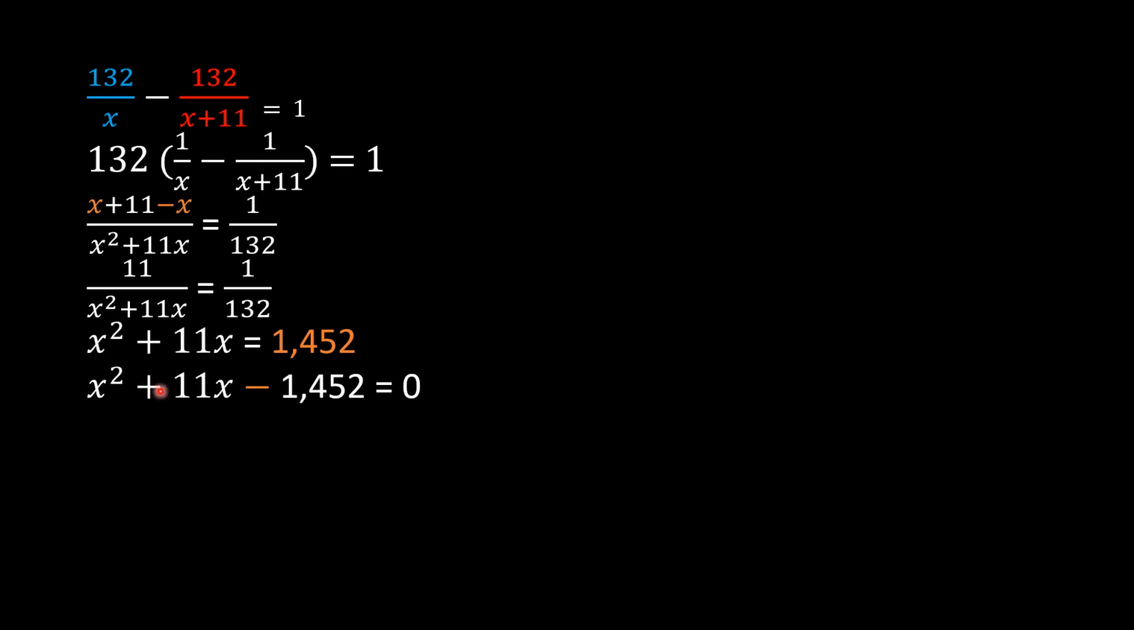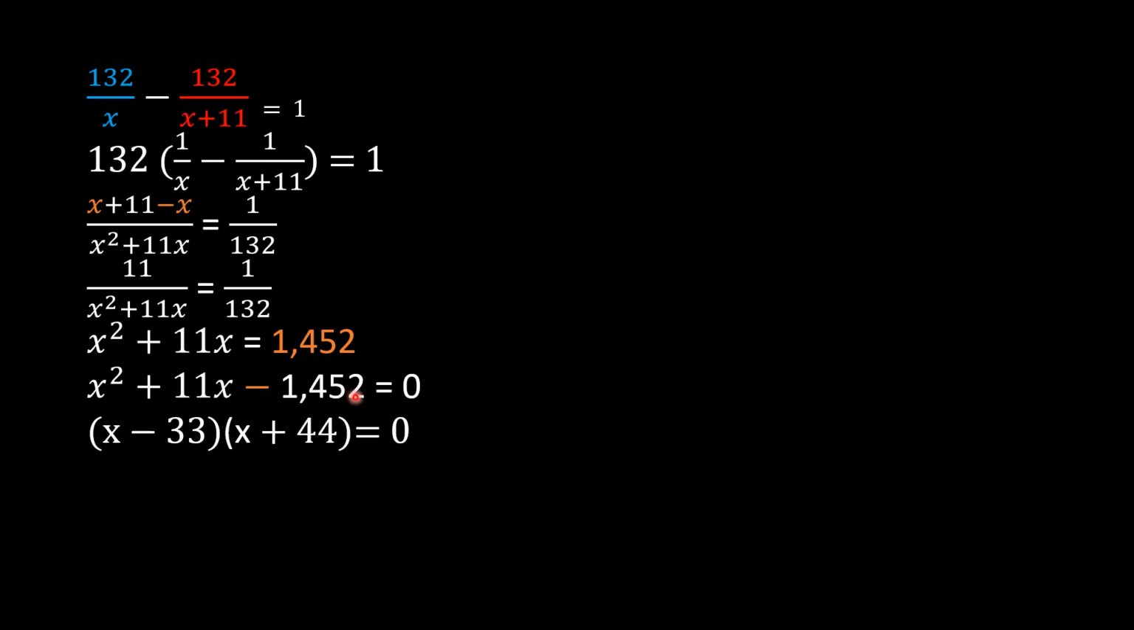Now x squared plus 11x minus 1452 equals 0 is the quadratic equation which we have to solve in order to get the value of x. Since the coefficient of x squared is 1, we will take two factors of minus 1452 such that the sum of these factors will be plus 11. Two such factors are minus 33 and plus 44, because minus 33 plus 44 is plus 11 and minus 33 multiplied by plus 44 is minus 1452.